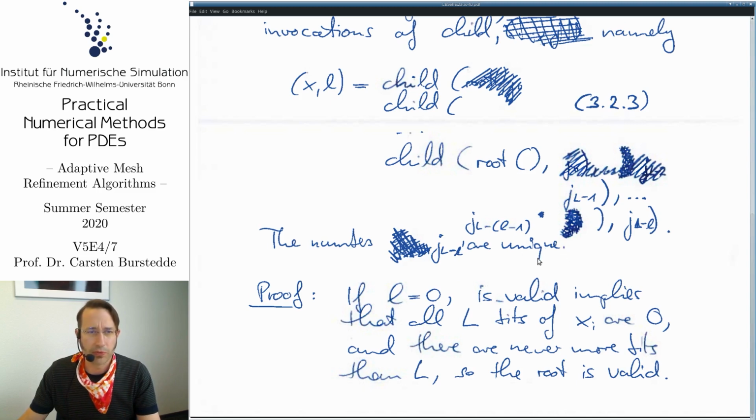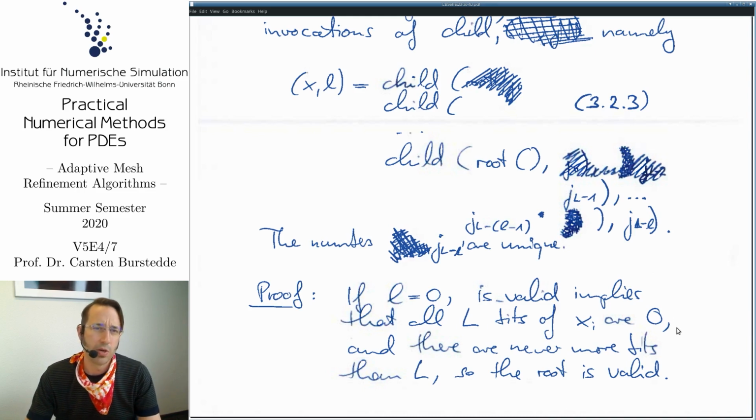So how would we prove this? Well, we have to prove this separately for all levels. We can begin with level 0, where it is trivial. Is valid, inspected for a level 0 element, means that big L bits of all coordinates have to be 0, but those are all bits. So we automatically enforce 0 coordinates, which is identical to specifying the root.